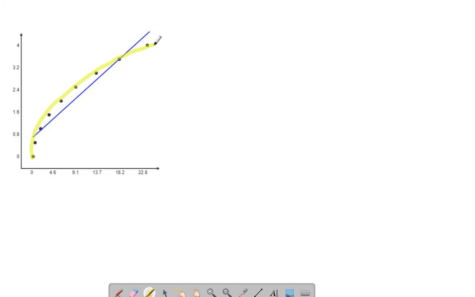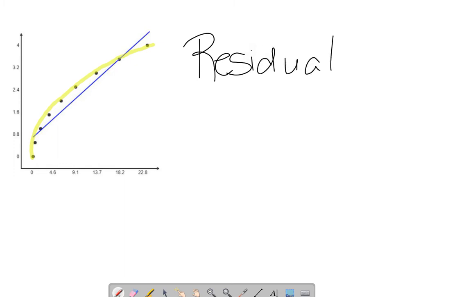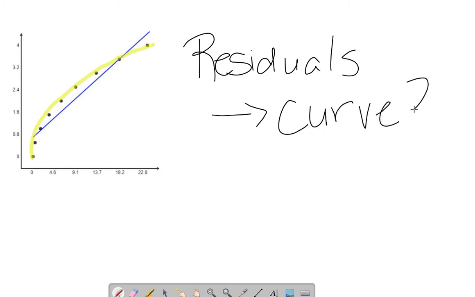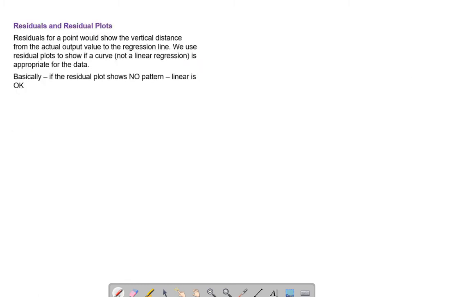So we are then going to start talking about residuals. Residuals will tell you, do I need a curve? Residuals ask you, should I have used a curved regression? Is a line really the most appropriate thing? So let's look at the definition here. Residuals and residual plots. Residuals for a point just show the vertical distance between what you actually got, what your actual data value is, and the regression line, your predicted value, it's often called. Okay, and we use these to show if you should have used a curve, and maybe a line's not appropriate.